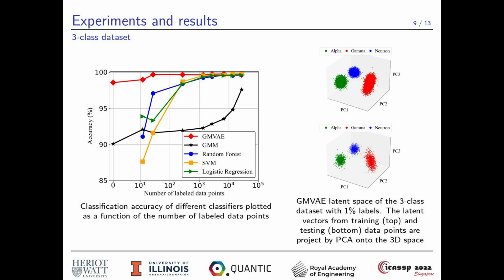Interestingly, GMVAE maintained the same high accuracy for all tests with labeled data just above 0.1% of the size of the training dataset. The figure on the right presents the 3D latent space of GMVAE with 1% labels projected by PCA. We can see the clear separation between the different classes for both the training and testing data points.